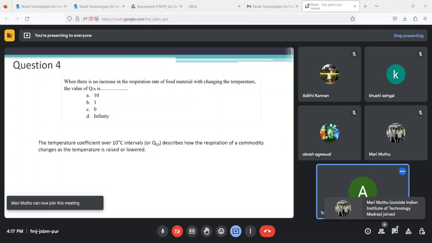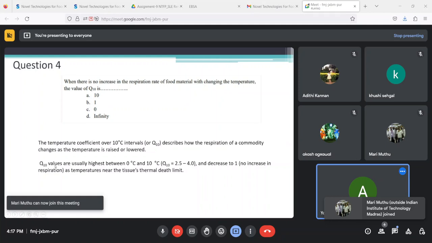So if over the temperature range, let's say at 50 degrees and 60 degrees, your respiration rate remains constant, then the ratio of the respiration rates, since they are the same, is equal to 1. So if there is no increase in respiration rate, your R1 and R2, that is your respiration rate at two different temperatures, will be equal. So R1 by R2 will be equal to 1. In this case, the value of Q10 when there is no increase is equal to 1.